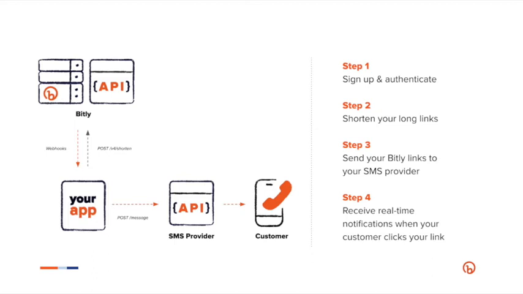Next, you want to send your long link from your application to the Bitly API. This is done by calling the Bitly API via an HTTPS POST request on the v4 shorten endpoint. Make sure to include the group GUID, domain, and long URL in the request body. While group and domain are not required fields in this request, it's best practice to always include them.